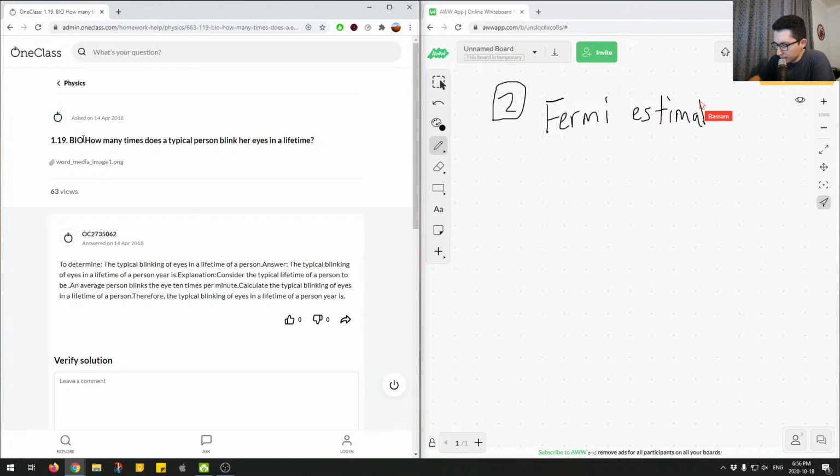So a Fermi estimate is essentially estimating for some kind of scenario. In this scenario, we're trying to estimate how many times the typical person blinks her eyes in a lifetime. We start off with something very small and grow that bigger until we get to the lifetime. It'll be very close to what the actual number truly is, but we're using this Fermi estimate process to get very close to that number without actually calculating all the minuscule values.